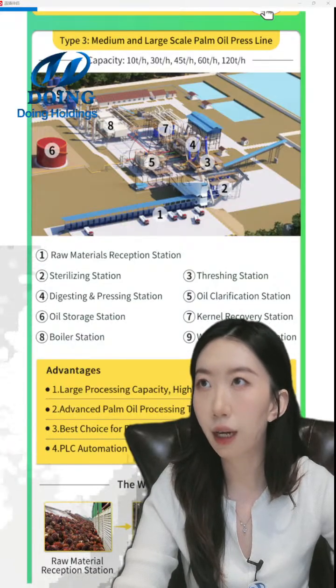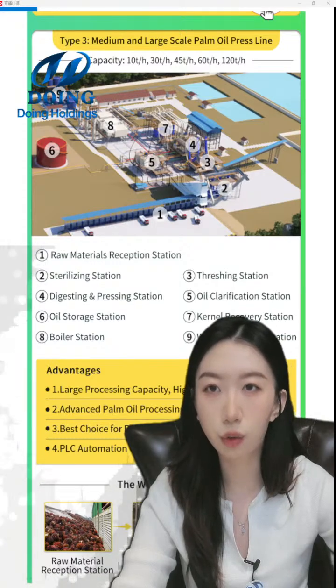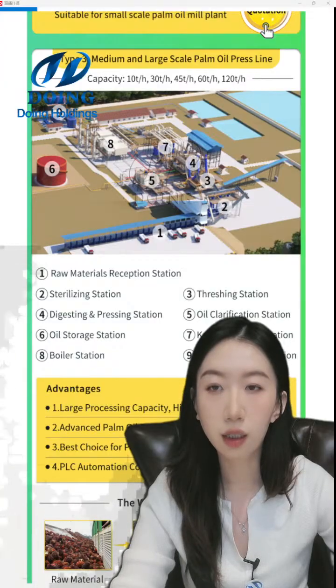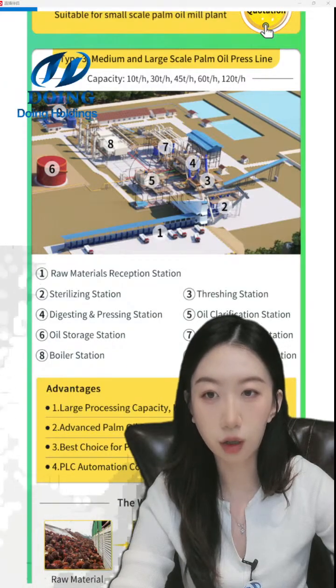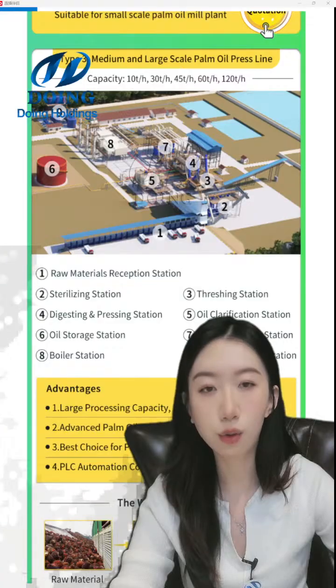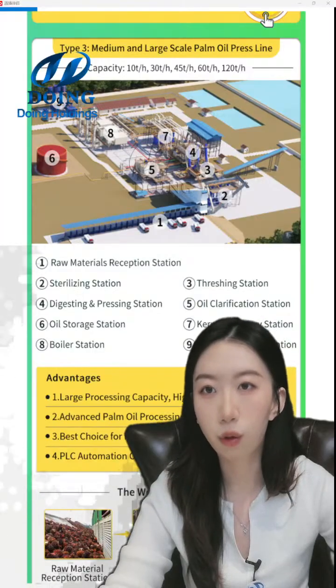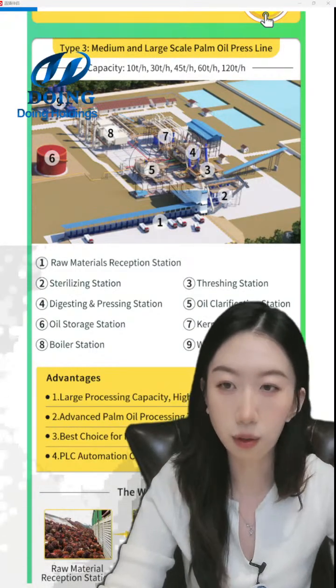And the third type is the medium and large scale palm oil production line. Its capacity is from more than 10 tons per hour up to 120 tons per hour. We can provide the big scale palm oil production line equipment for you.